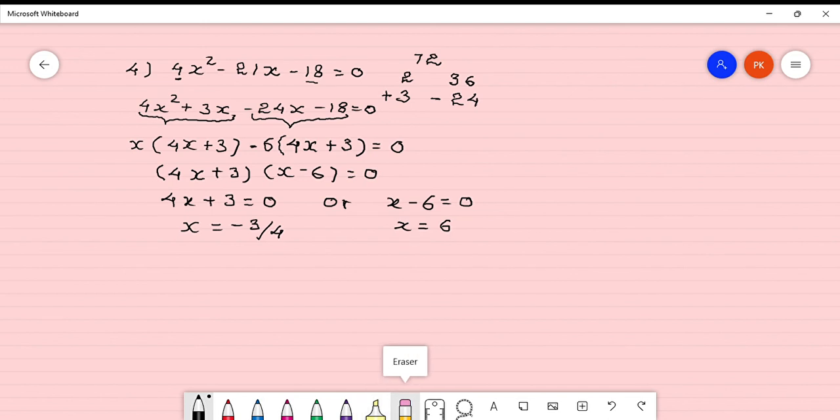Okay, so see that the method of factorizing is remaining the same, only you have to take the product of the x² coefficient with the constant term first. Okay students, so are the steps okay with you?